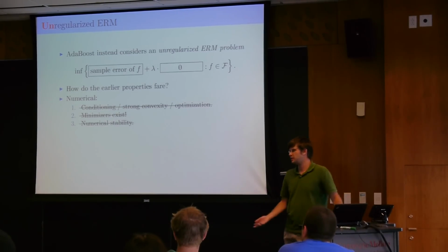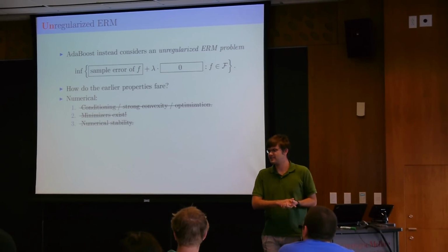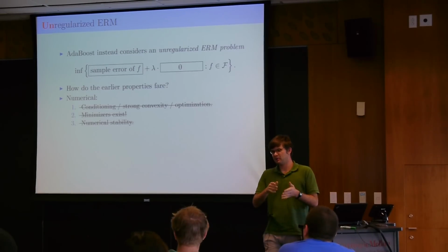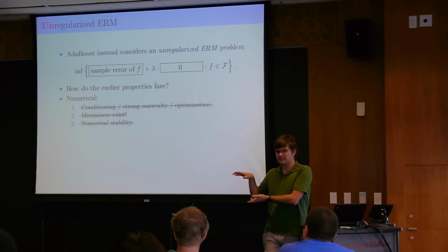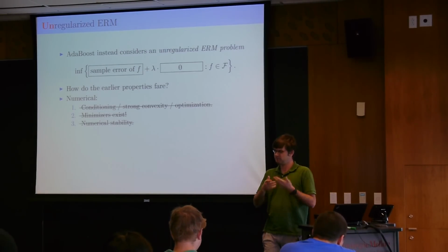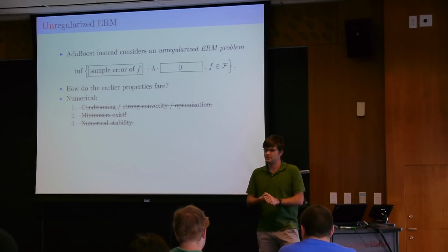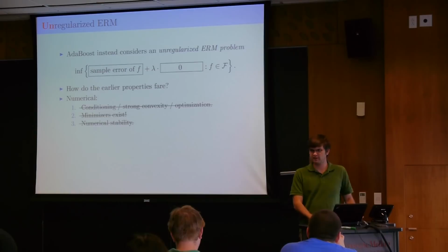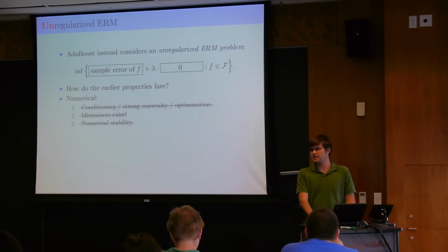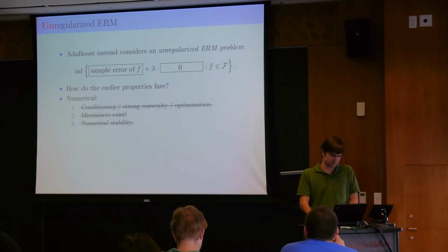Numerical stability: if you look at the original algorithm, the step size it suggests is 1/2 log of (1 plus gamma t) over (1 minus gamma t). So gamma t could be 1, so it's telling you to take an infinite step. So it's not, strictly speaking, numerically stable.